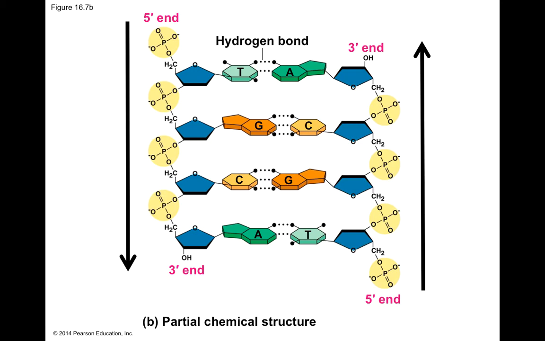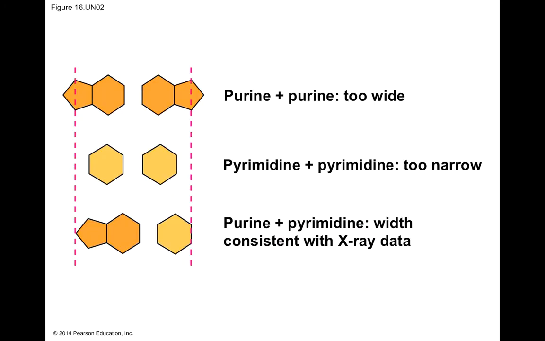Another puzzle to solve was how the bases pair up. At first they thought that like paired with like, so A pairs with A, G pairs with G, and so on, but that did not produce the uniform width shown in the X-ray. Pairing 2 purines together made the helix too wide, while 2 pyrimidines together made the helix too narrow. Watson worked out that to make the helix uniform, a purine must always pair up with a pyrimidine.